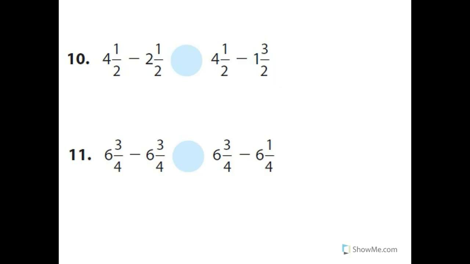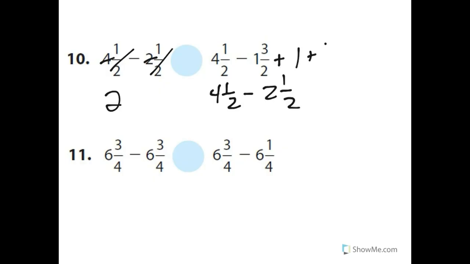Alright, number 10, solve that one and we'll go over it. Alrighty, so 4 minus 2 is 2. 1/2 minus 1/2 is 0. Oh, you're thinking, wait a second. How can I do 3 1/2? Well, let's make it 4 1/2 minus 2 1/2. Right? Because 3 halves, we got 1 plus 1 and 1/2. So that'd be 2 1/2. So that would be 2 as well. So they are equal. Alright, and number 11, try that one and we'll go over it.